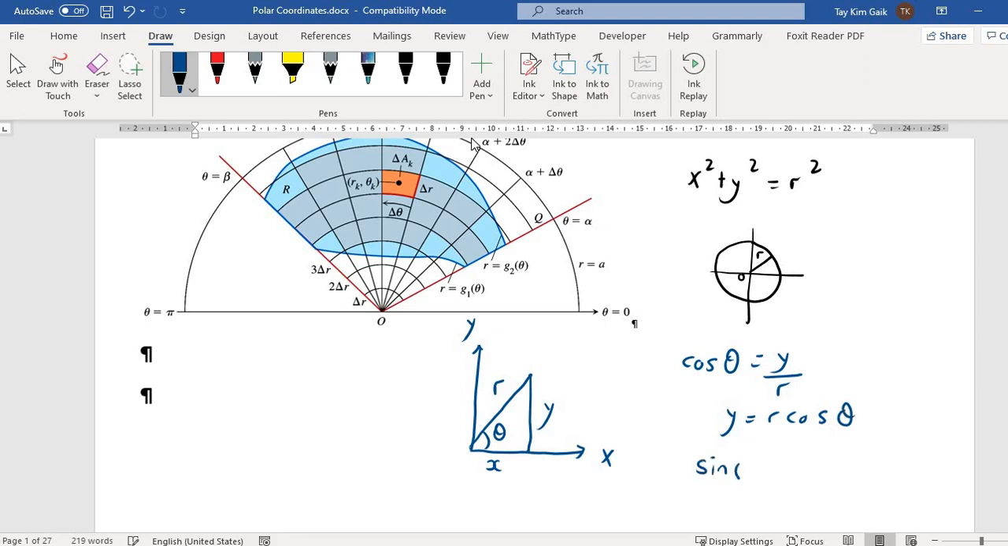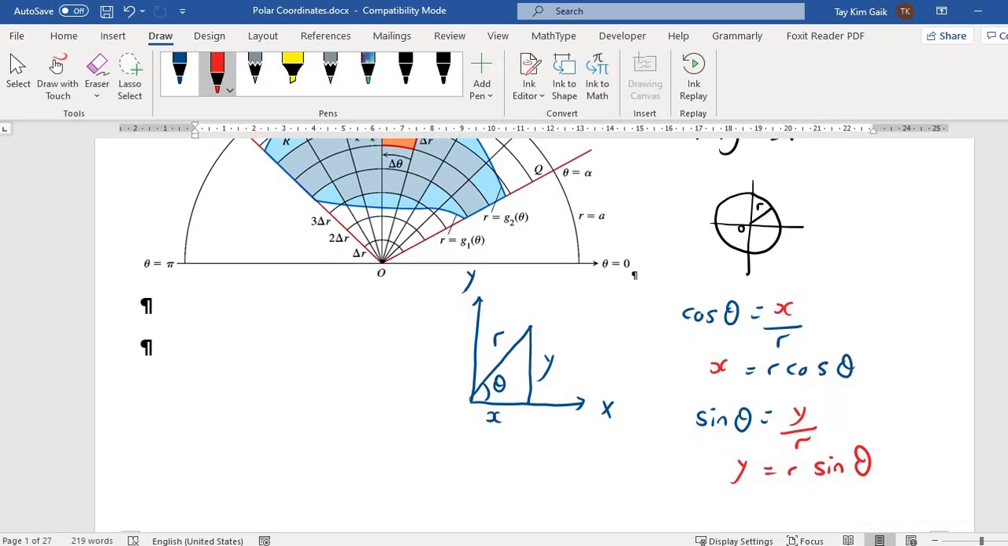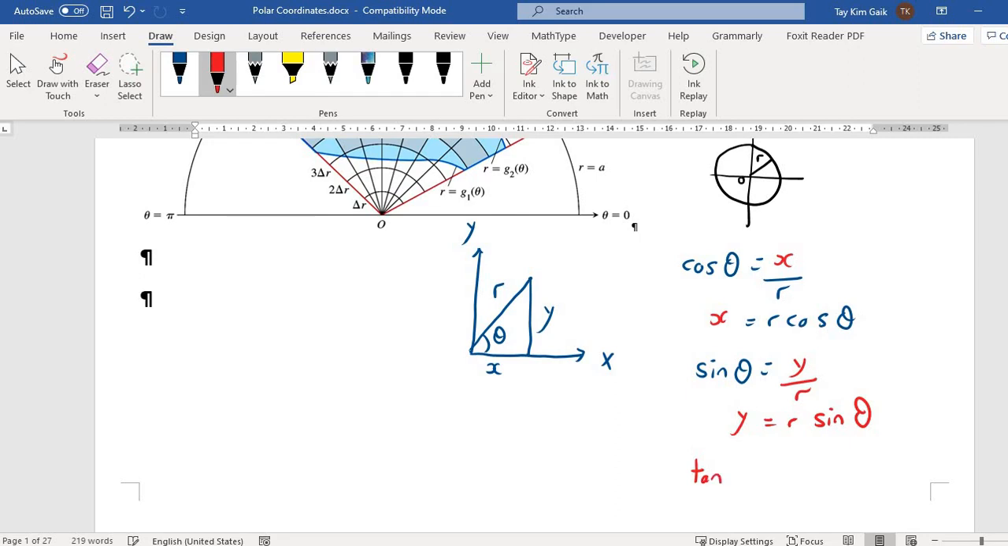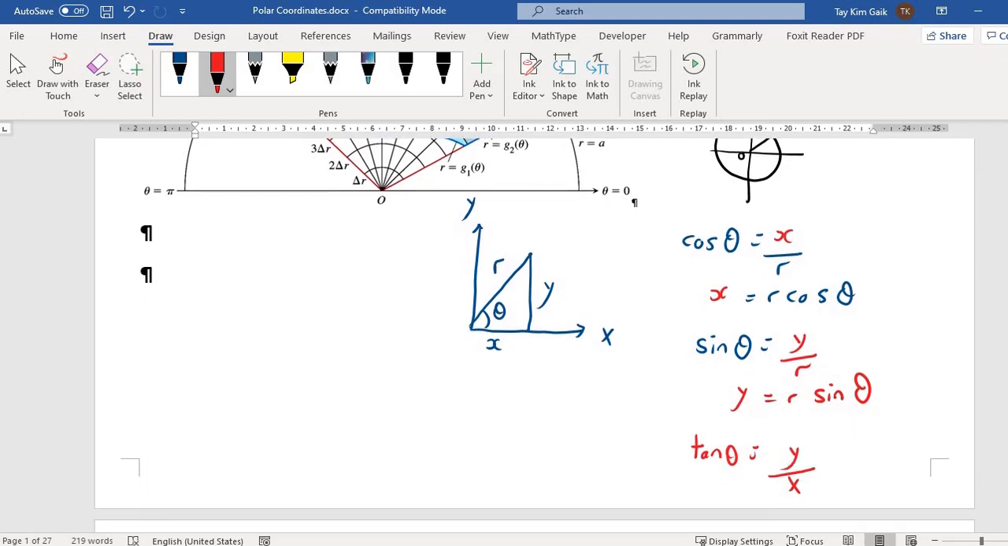Cos theta is the adjacent length, which is x over r. That's why x is equal to r cos theta. Sin theta is y over r, or y is r sin theta. So you have x is r cos theta, y is r sin theta. And if you take tangent, your tangent theta is y over x. So with this you can find that theta is arctan of y over x.